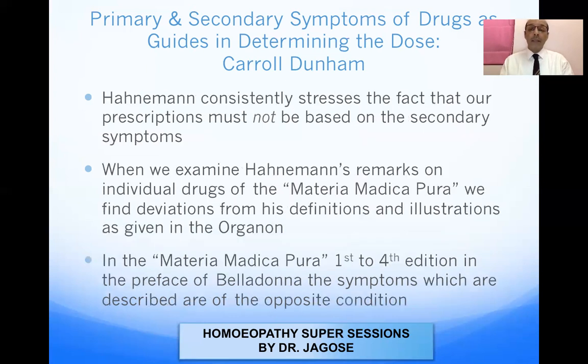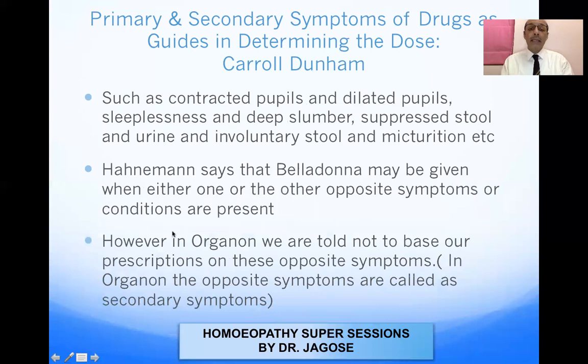So here there are some deviations. If we examine Hahnemann's remarks in the Materia Medica Pura, we find deviations from his definition, which says that our prescription must not be based on the secondary symptoms. However, in the Materia Medica Pura regarding Belladonna, he tells us that we can take either one or the opposite symptoms of Belladonna. And in the Organon also, we are told not to base our prescription on the opposite symptoms, on the secondary symptoms.